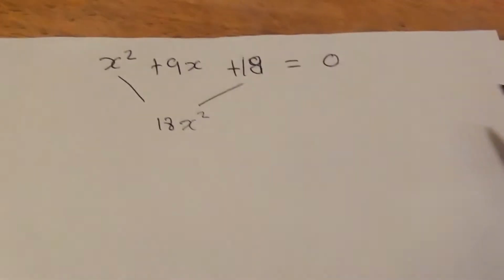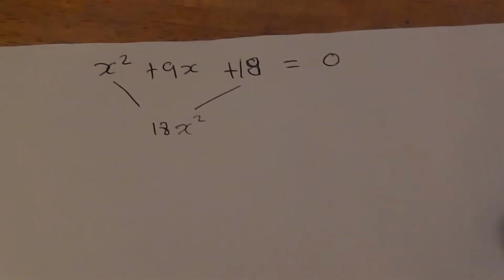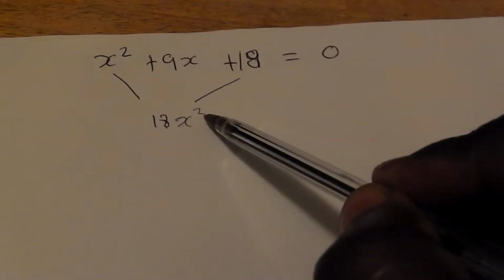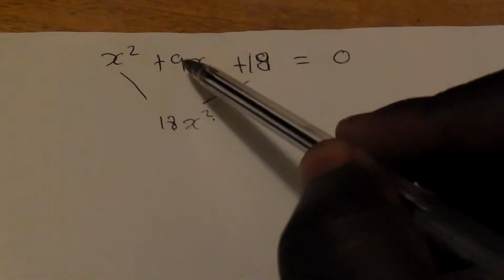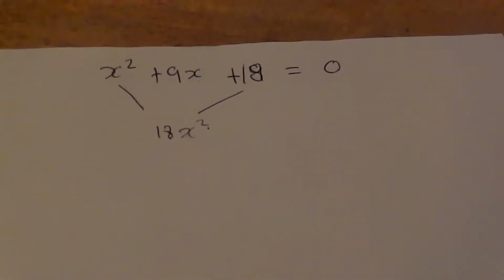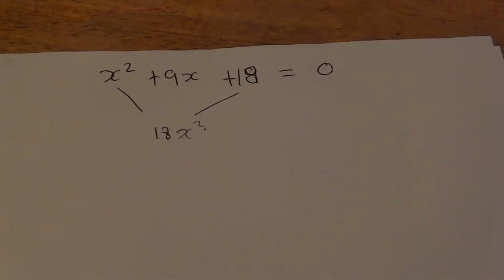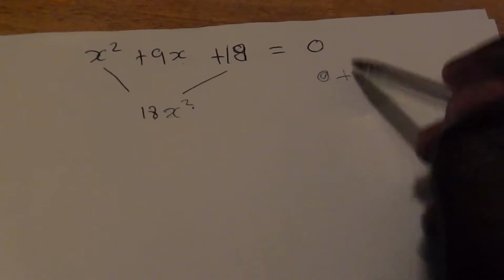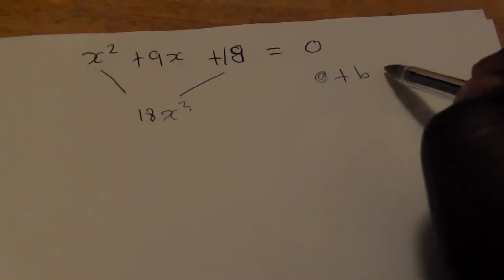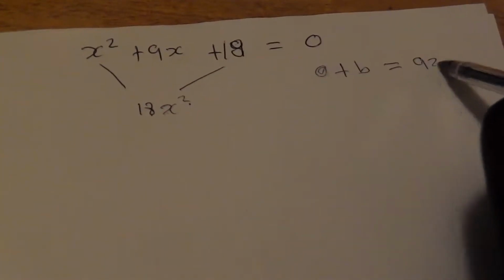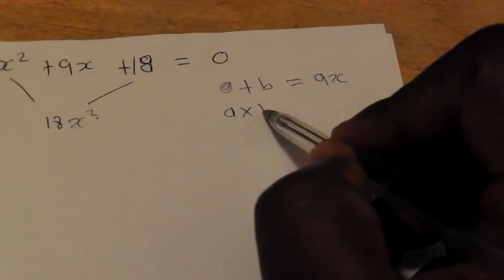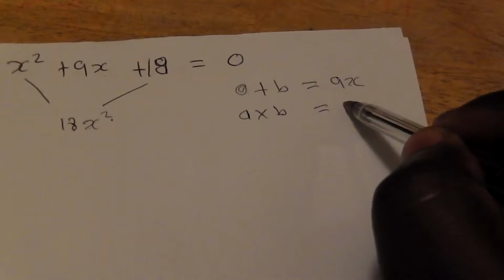Okay, so the next step is to look for two factors that when you multiply them together give you 18x squared, and when you add them together give you 9x. For example, let's say our factors are a and b. If you add a to b, the other factor, this should give you 9x. And when you multiply a times b, that should give you 18x squared.